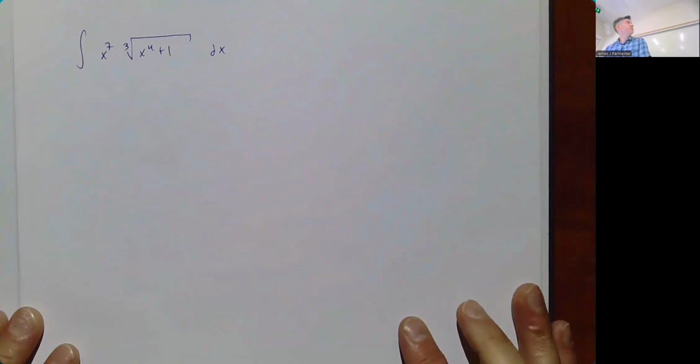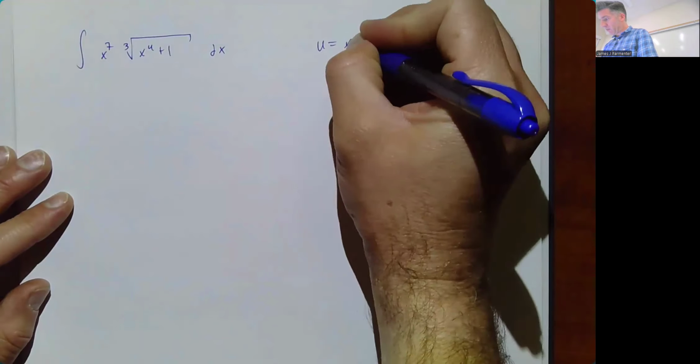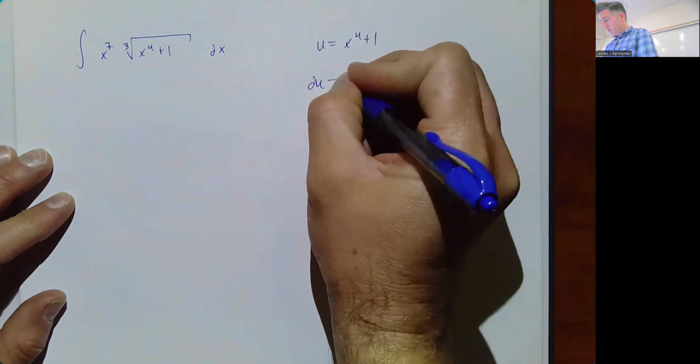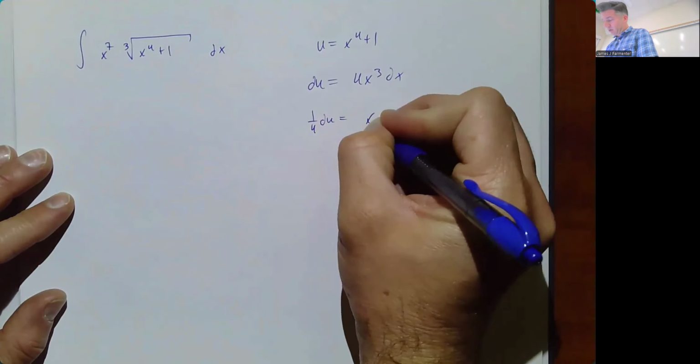That's a good candidate for a u sub with a back sub, because I know that my du is going to be something times x cubed. That's going to pull off 3 of those x's, leaving how many behind from the x to the 7th? 4 of them, and I'm going to have an x to the 4th, so that seems like it's going to work out okay. So here, I would let u equal x to the 4th plus 1. My du would be 4x cubed dx. My 1/4 du is going to equal x cubed dx.